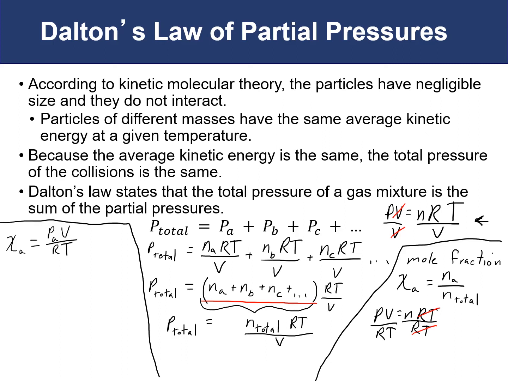RT. Again, the volume and the temperature are going to be the same because they're in the same container. The partial pressure is going to differ because that's a measure of the individual molecules colliding with the side. So that top part is essentially our n sub A. When we're looking at our mole fraction, the bottom part is n total.